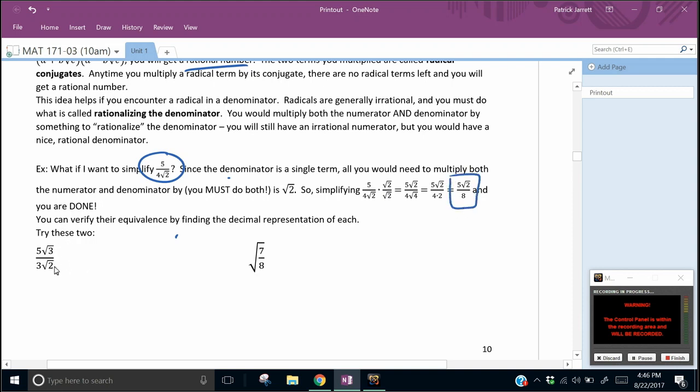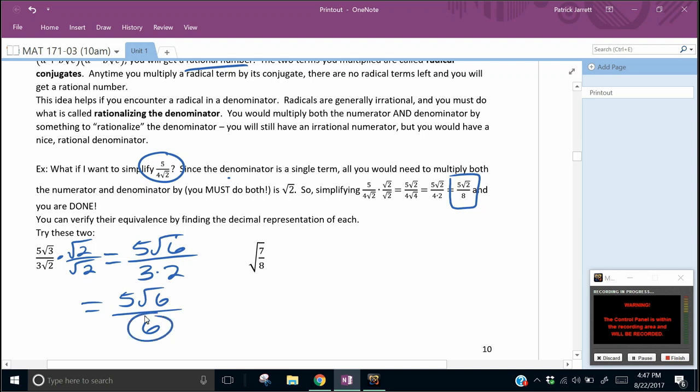Now, you're allowed to have radicals in the numerator, but you're not allowed to have them in the denominator. So if I want to get rid of this, I can go ahead and just simply multiply the numerator and denominator by the square root of 2. Now, what happens here is I'm going to get 5 times the square root of 6 over 3 times 2, or simply 5 root 6 over 6. Notice that 6 here is a nice rational number. So what we've done now is we have rationalized the denominator.